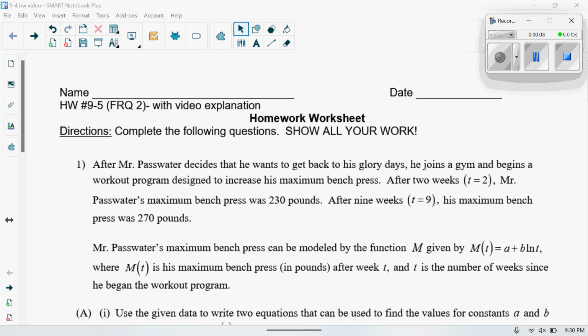Okay, so this is the free response question that we are going to take a look at. Take a minute to pause the video, read the question, maybe even try it on your own, but I'm going to go through it with you. Remember, this is FRQ 2, which means that you do have a calculator.